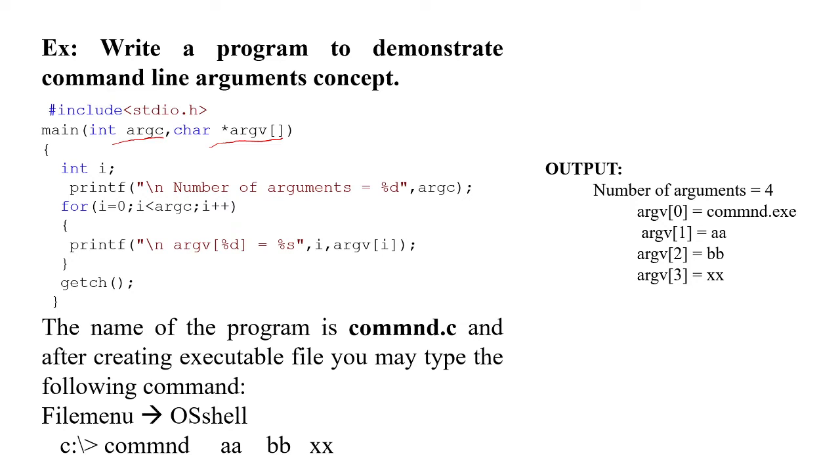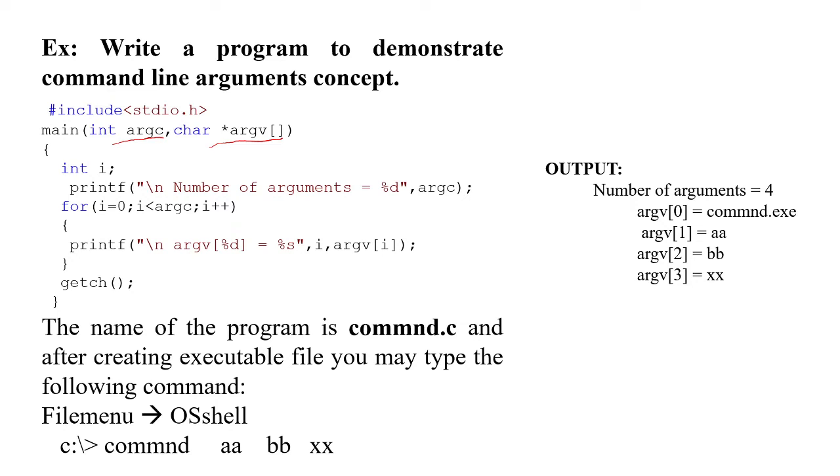If you are declaring integer argc, that means 2 bytes of memory is going to be allocated for the argument counter. And if you declare a character argument vector, then as per the value assignment, if you assign only one value, 1 byte is going to be assigned. If you assign 10 values, then 10 bytes of memory is reserved for the argument vector. So based on the requirement, the memory can be assigned for the argument vector. This is the way we declare the argument counter and argument vector.